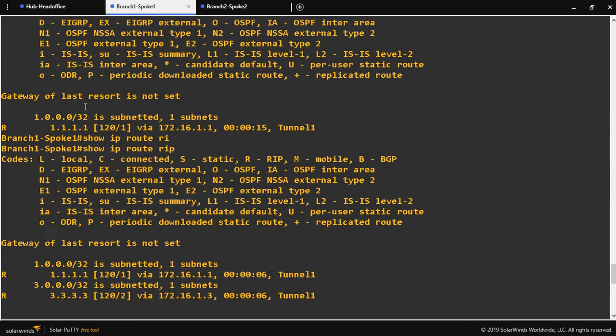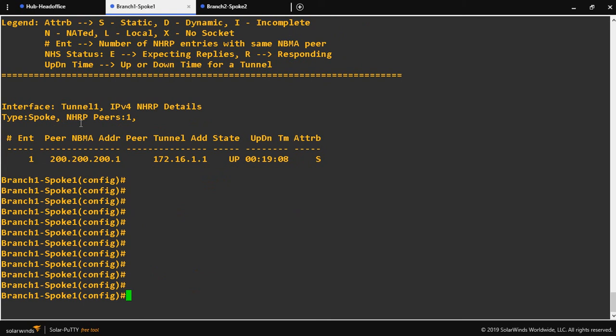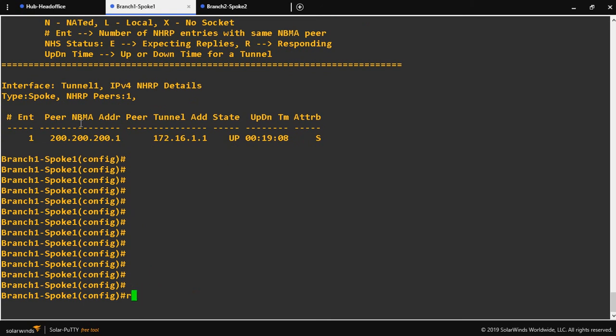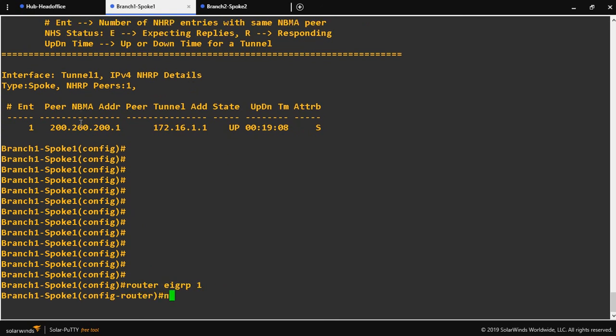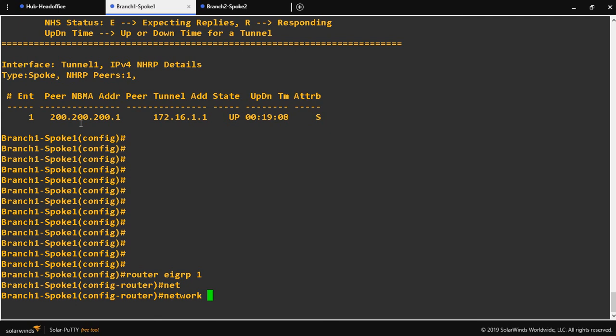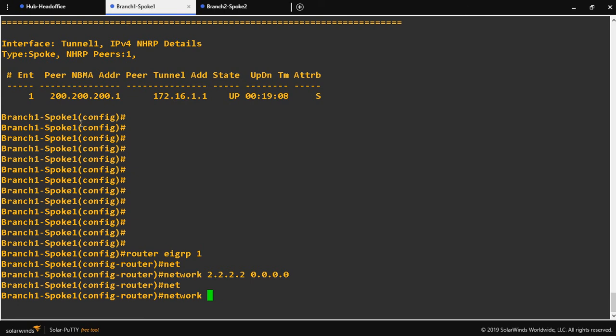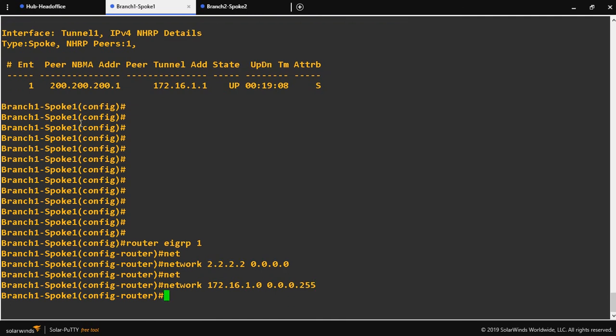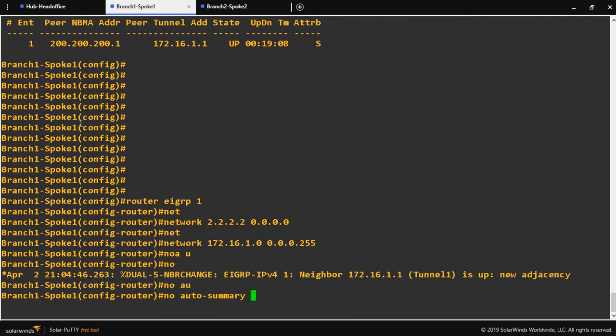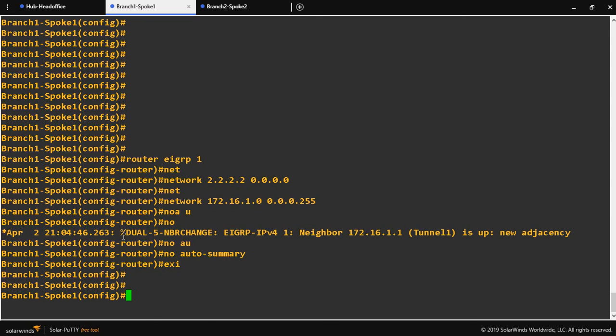The same thing we have to configure on the spoke 1 router also. So router EIGRP 1. Next, the loopback network for spoke 1 is 2.2.2.2. The next directly connected network is our overlay network, that is the tunnel network, 172.16.1.0, no auto-summary, exit. So I got the EIGRP neighbor relationship from the hub router.